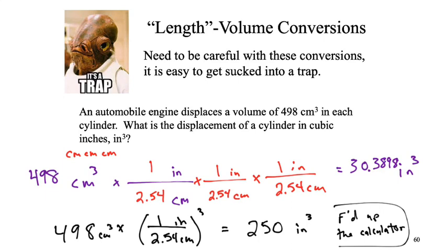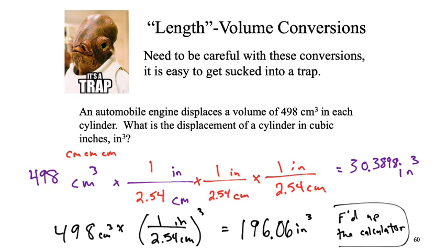Just give me 498 divided by 2.54. Did you just tell me 196? 498 divided by 2.54. 196, thank you. Don't give me scientific notation right now. 196 point what? 06. Okay. Still, numerically, very, very different.